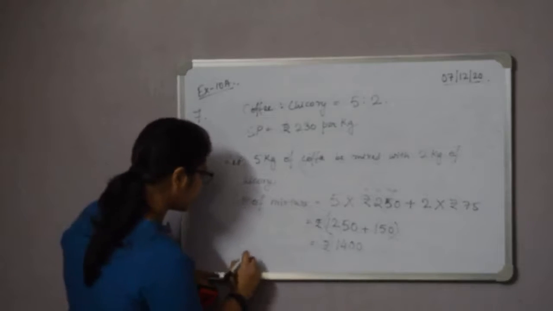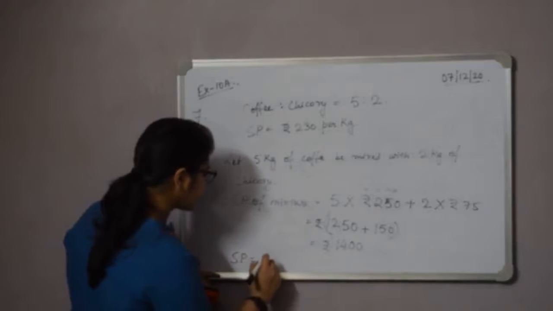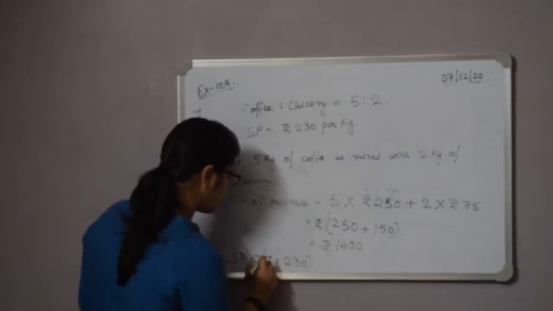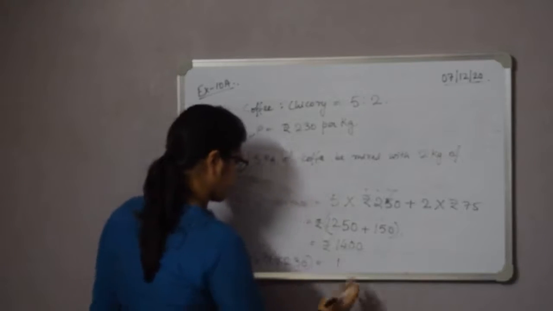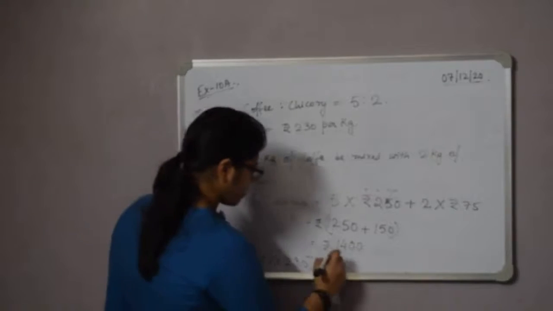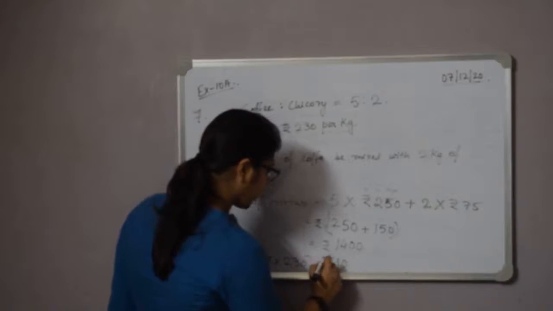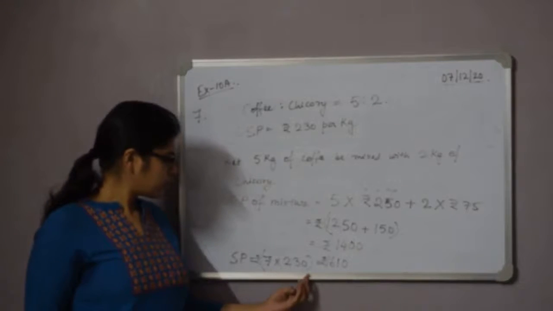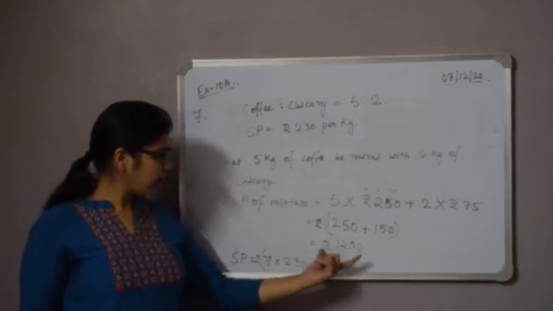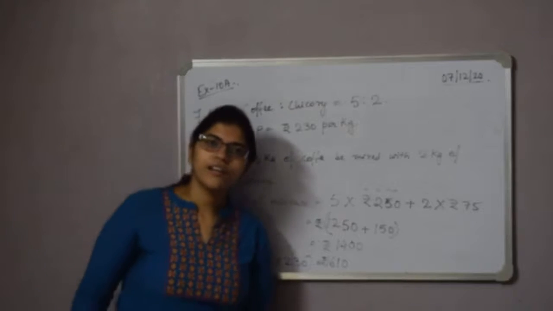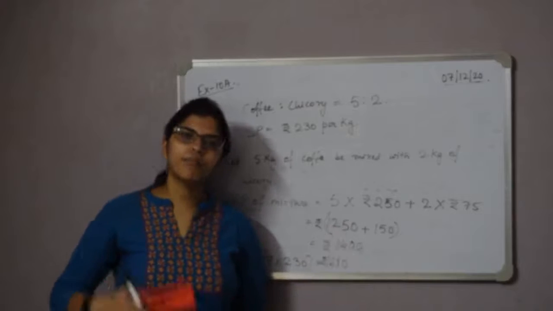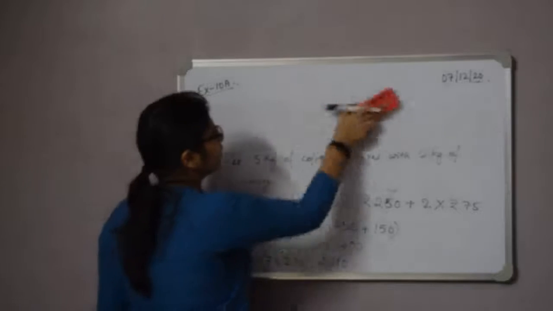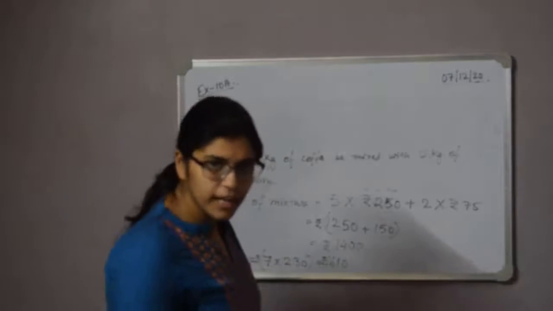So selling price becomes how much? 7 multiplied with 230. The whole thing in rupees. So that gives us 1610. Okay. So 1610 is the selling price and cost price is 1400. So it is very clear to us that he has done a profit or he has gained in the whole transaction, right? So we can write that we have to find out the gain percent now.